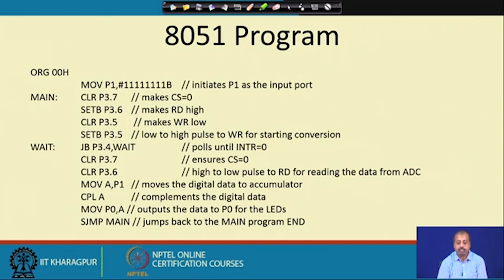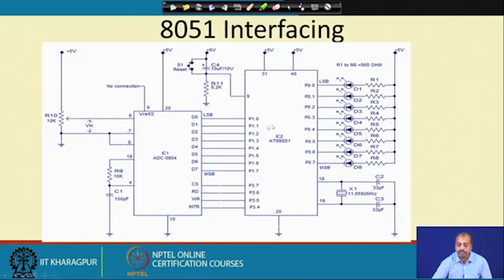That gives a low to high to low pulse on the read line. The read line was previously set to high by setb P3.6, but here it is cleared. So we get a high to low pulse on the read bar line. After that, the data is available on the data bus, the D0 to D7 lines of the ADC, containing the converted value.